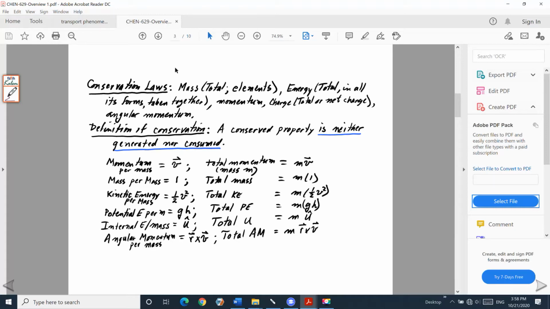Let's take an example, let's say energy or mass. According to this definition of conservation, we cannot generate mass and we cannot consume mass or energy, so it is constant.